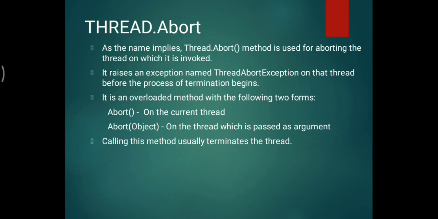This happens before the process of termination begins. And it has an overloaded method with two forms. What does abort mean? Abort with no arguments specifies that the current thread is to be aborted. In the case of abort with an object, the thread which is passed as an argument will be aborted. Calling this method usually terminates the method. That means with the second form, abort of object, we invoke the method and it aborts the invoked method. So this is called abort.